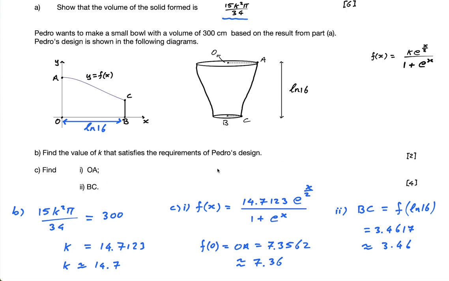So those two questions, I would argue, once you read the question and get a good idea of what's actually happening with the bowl and the function, these two questions, B and C, are actually quite easy. All you have to do is figure out that you're trying to get f of 0 and f of ln of 16. And this one is very easy. It's just the value of k where this equals 300.